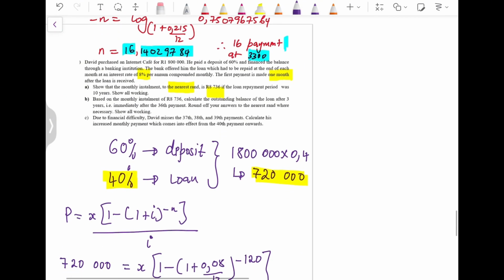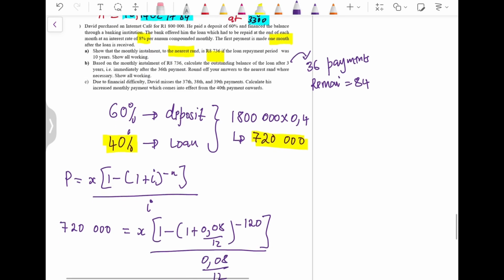Now, based on the monthly installments of 8,736, calculate the outstanding balance of the loan after 3 years. So after 3 years, that means 36 payments have been made. So this is after 36 payments. So the remaining payments from 120 will be 84. So 84 payments are still remaining.